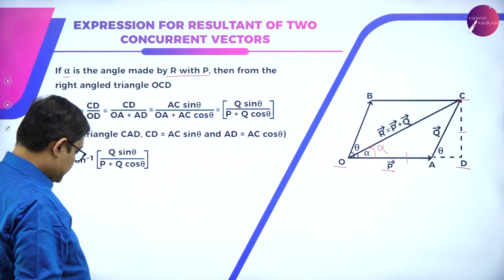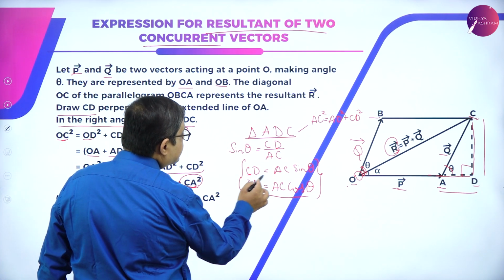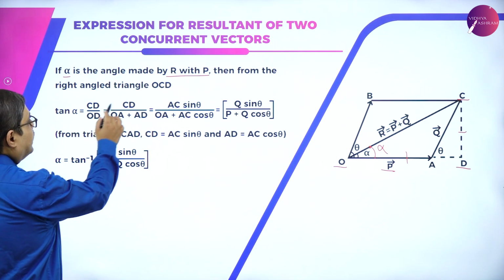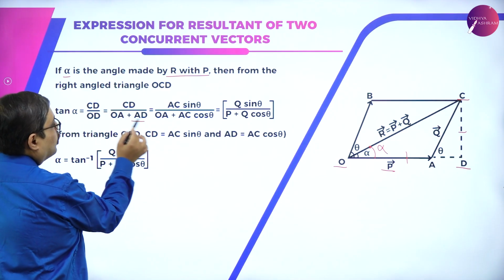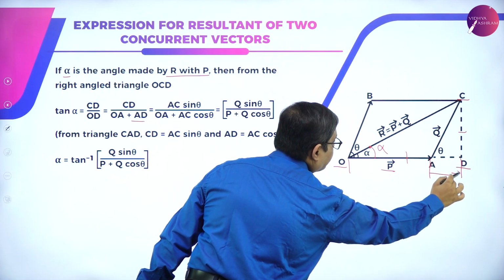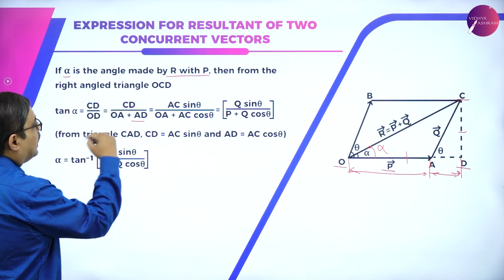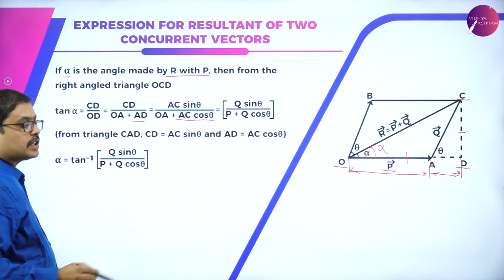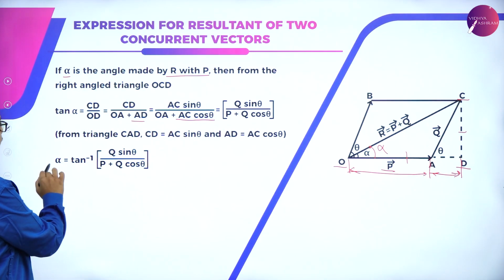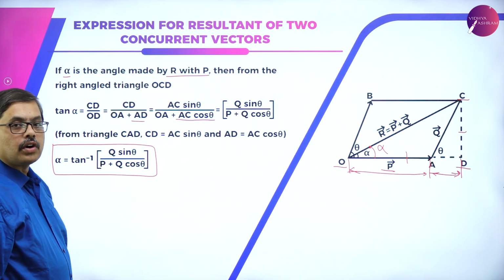So what is CD? If I go to the previous slide, we have written down that CD is AC sin theta and AD is AC cos theta. Please remember this. CD is AC sin theta. OD is OA plus AD. So we know that OA is P and AD is AC cos theta. So substituting, I get Q sin theta by P plus Q cos theta, or alpha is equal to tan inverse of Q sin theta by P plus Q cos theta.